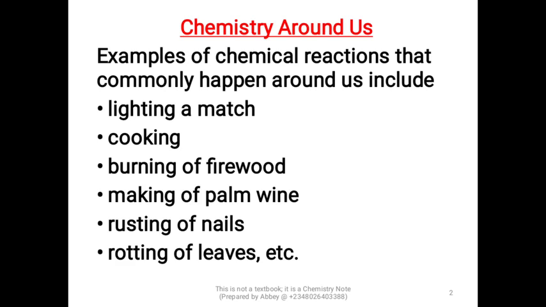Making of palm wine, rusting of nails or any iron material around us, it's an example of chemistry. Rotting of leaves, when leaves fall down from the tree and become rotten, all these things are examples of chemistry around us.